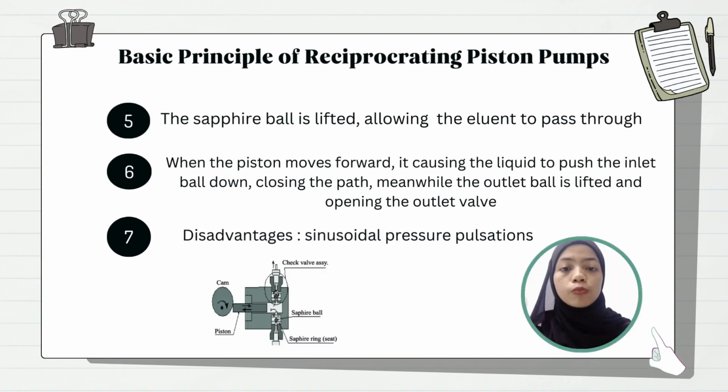And then, when the piston moves backwards, it sucks the liquid in through the inlet check valve. Then, the sapphire ball is lifted, allowing the liquid to pass through. And then, when the piston moves forward, it causes the liquid to push the inlet ball down and close the path. Meanwhile, the outlet ball is lifted, opening the outlet valve. However, the disadvantage is that sinusoidal pressure pulsations may occur in this pump.